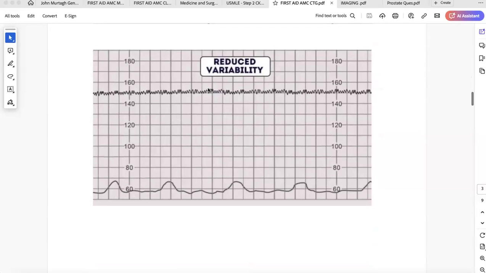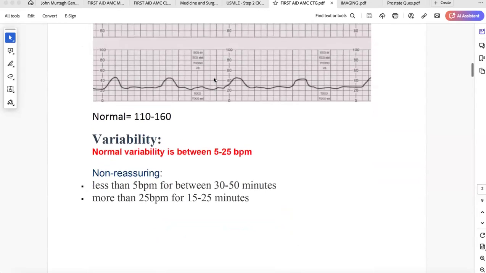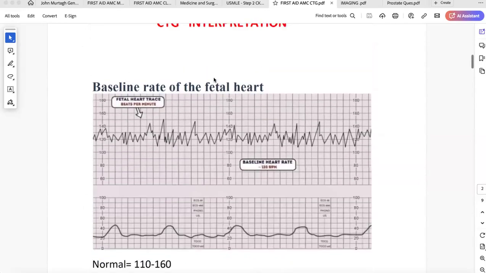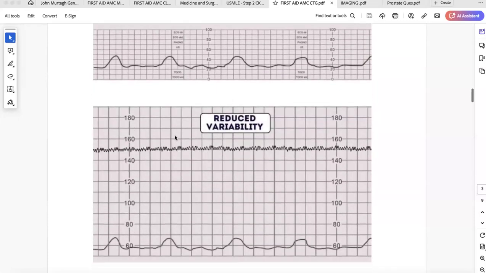If you look at this one, you can see that there is no variation here. The fetal heart rate is exactly in the same place. That is called reduced variability. Having reduced variability is also not a good sign. It means that the baby might be in distress. So when you look at the fetal part of the CTG, the first thing you look at is how the heart rate of the baby is. Is there enough variability in this CTG?